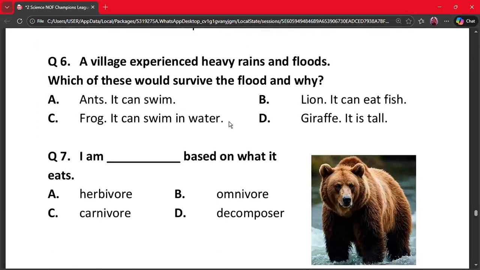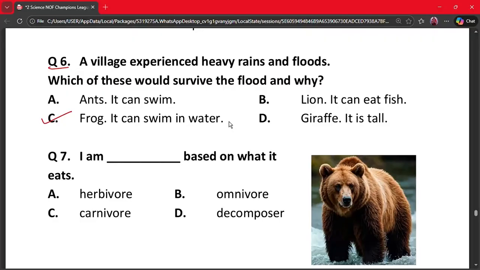Our next question is question number 6. A village experienced heavy rains and floods. Which of these would survive the flood and why? A. Ants, it can swim. B. Lion, it can eat fish. C. Frog, it can swim in water. And D. Giraffe, it is tall. The correct answer is option C.